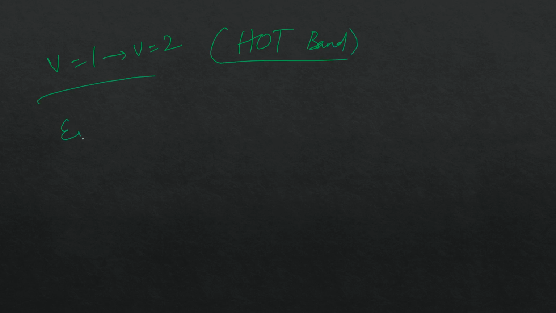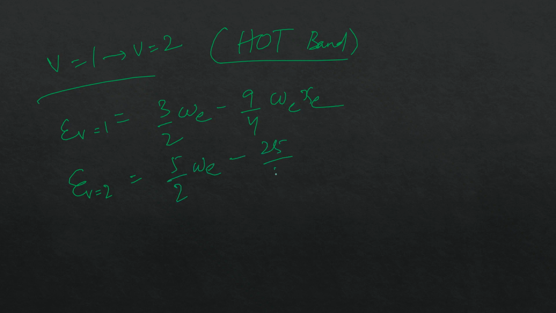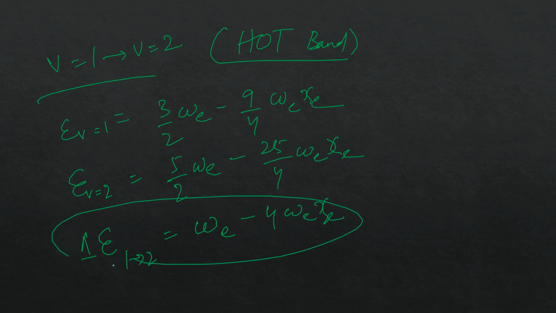Now, the second band will be v1 to v2. This is called the hot band. So here E1 is how much? 3 by 2 ω_e minus 9 by 4 ω_e χ_e. E for v equal to 2 is how much? 5 by 2 ω_e minus 25 by 4 ω_e χ_e. So del E 1 to 2 will be ω_e minus 4 ω_e χ_e. This is called the hot band.